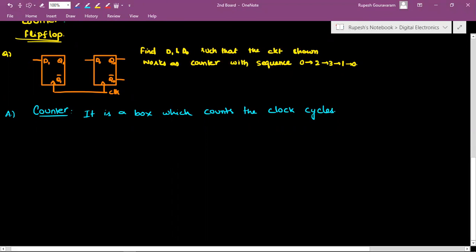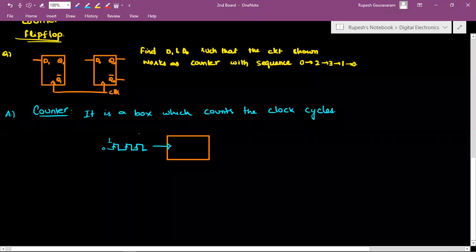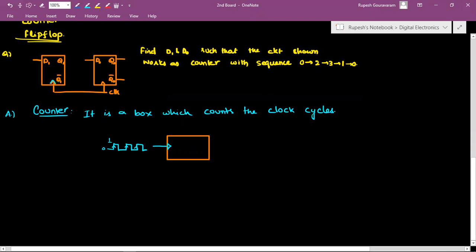Okay, that means if I take a counter, so let us take this as the counter. For the counter, if you give the clock pulses, whenever it goes from 0 to 1, so this is 0 and this is 1, it is recognized as one clock. Okay, the clock input is shown like this. And this is a counter and there will be output to that counter.